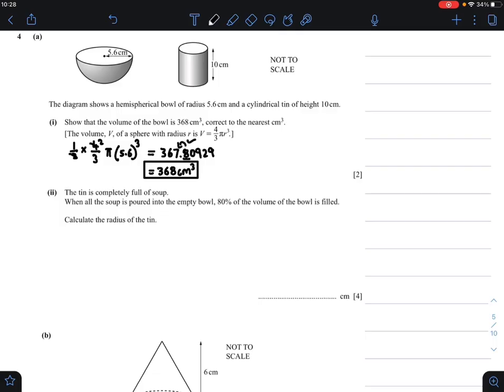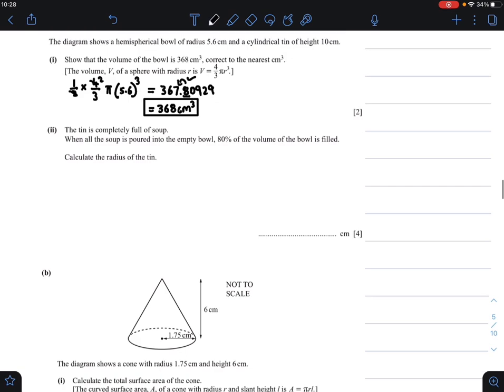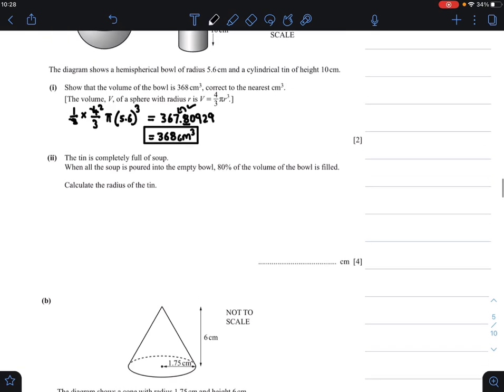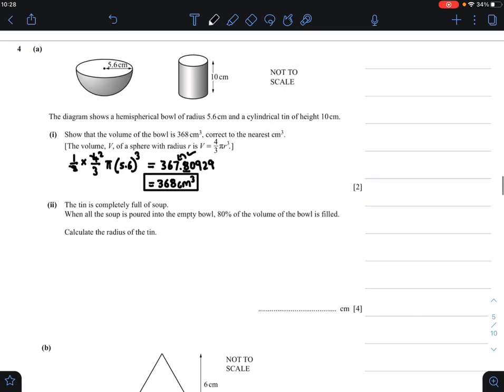Now let's move to part A2. So for part A2 they are telling us that the tin is completely full of soap. When all the soap is poured into the empty bowl, 80% of the volume of the bowl is filled. So we can say that 80% of the volume of the bowl, so that is 80 by 100 multiplied by 368, is equal to the volume of the cylinder, or the volume of the tin.